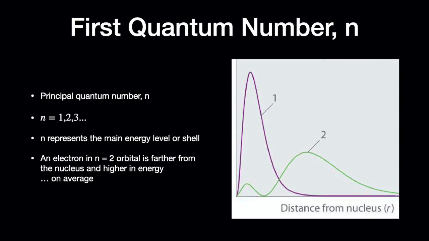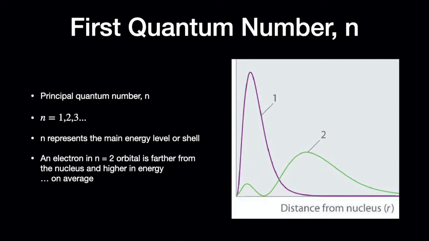This is the first quantum number. It's called the principal quantum number, and it's given this symbol n. Now, n can take on integer values, 1, 2, 3, and so on. But it cannot be 0, and it can't be half or fractional amounts. N represents the main energy level, or shell, of the electron in the atom.